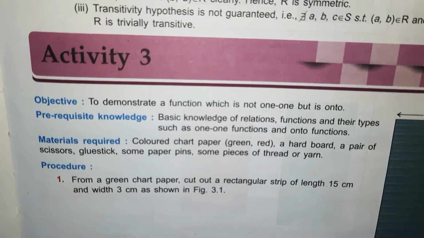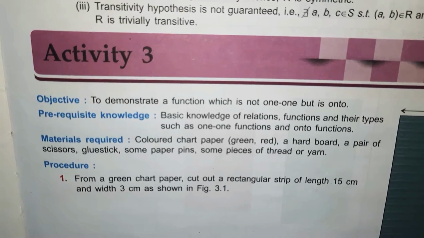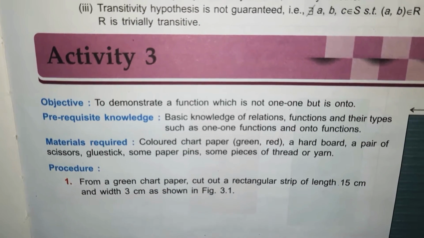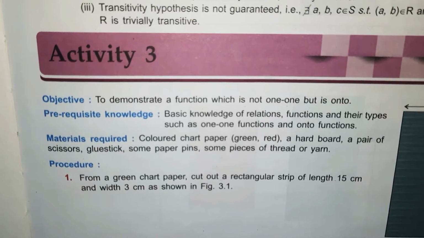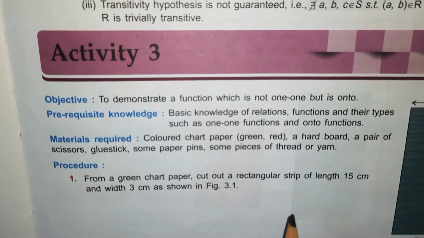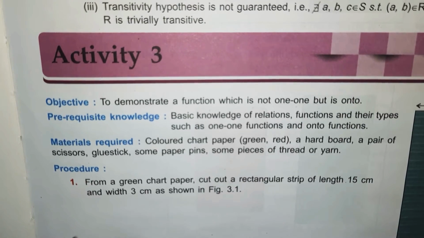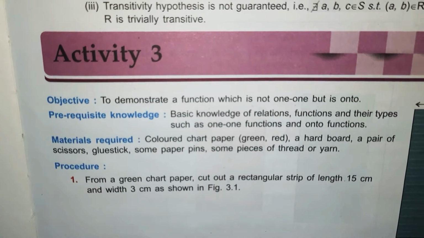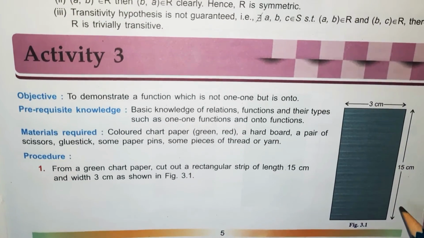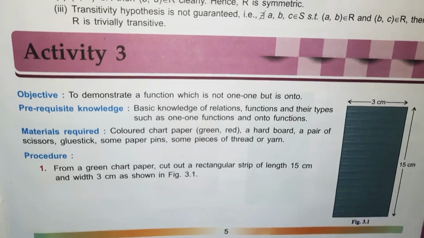But this activity is very simple, so we can have it like this only. Now, material required is done. Now, come to the procedure. What you need to do? From a green chart paper, cut out a rectangular strip of length 15 cm and width 3 cm. So, you have taken this width as 3 cm and length 15 cm. So, this figure you will be having.